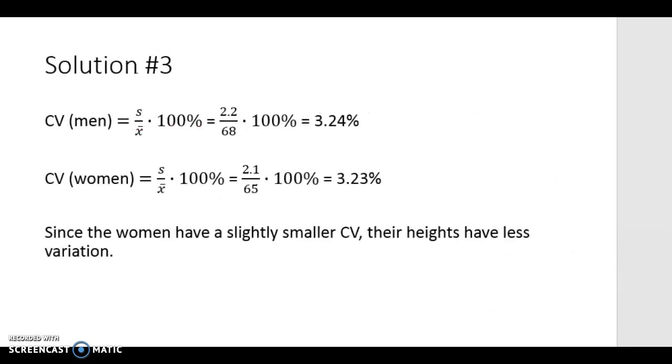So take a second, use that formula for coefficient of variation, and then take a look at what you get. Now these numbers are actually really close to each other, and I had to go out another decimal place just to compare them. So we went out to the hundredths place. I find that the coefficient of variation for men is 3.24. The coefficient of variation for women is 3.23. So the women have a smaller coefficient of variation, which means that their heights are actually slightly more consistent than the men's, and there's less variation.